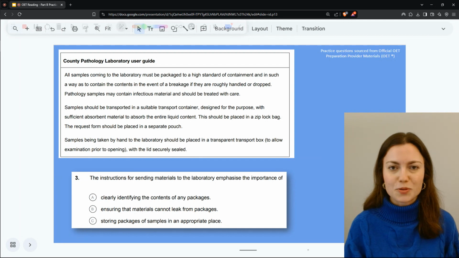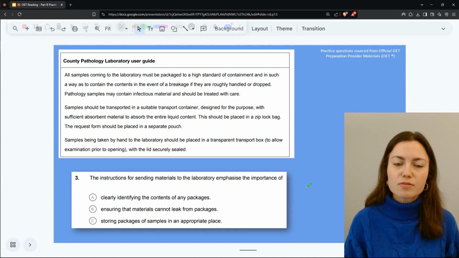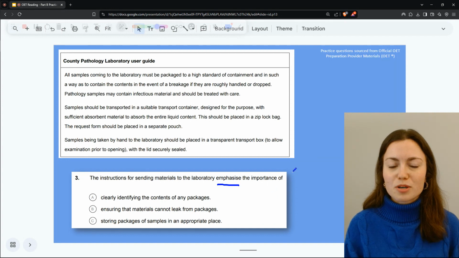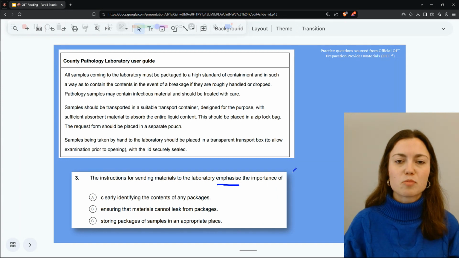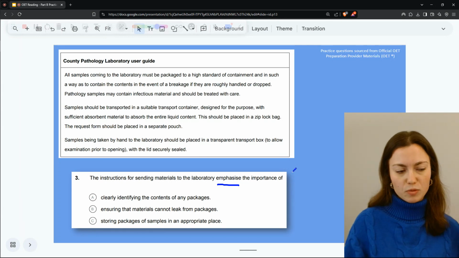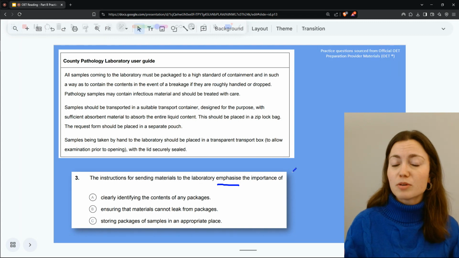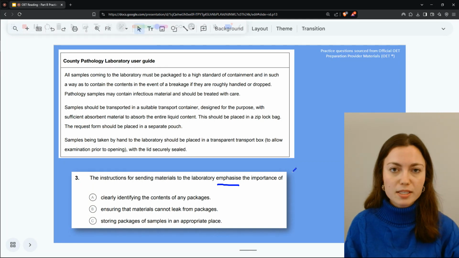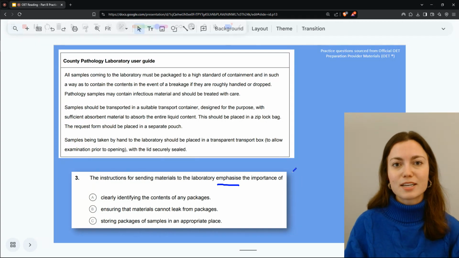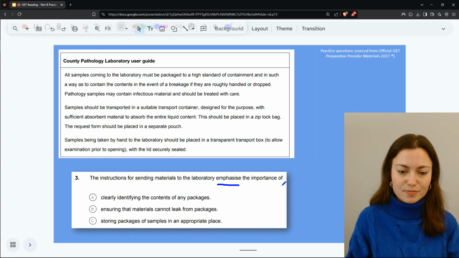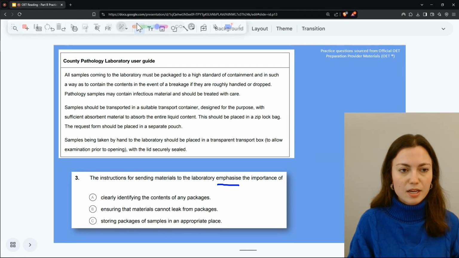Okay, assuming you've done all the previous steps. The instructions for sending materials to the laboratory emphasize the importance of... Okay. Emphasize, a new verb for us here that we haven't seen up till this point. So emphasize, what sort of things? Well, we look for language that places a strength on it, but emphasis can also be repetition of something. If I tell you it once and then I tell you it again in a different way a third time, repeated details and examples can also indicate that it's being emphasized. So here's something interesting with this one.